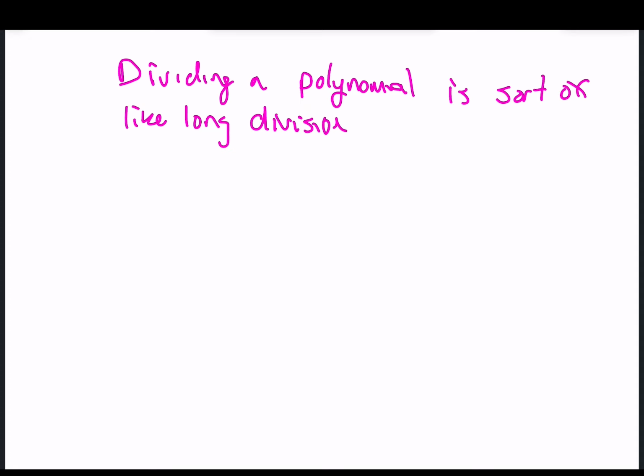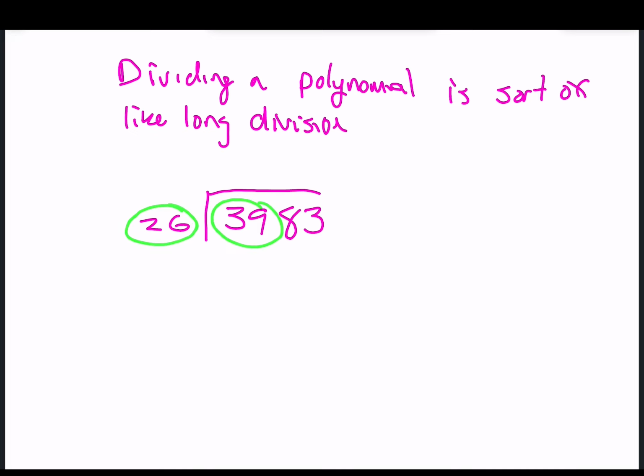So it may have been a while since you've done long division, but let's consider a number like 3,983, and we want to divide that by 26. What you do is you see how many times 26 will go into this number. We first start by looking at the first two digits. How many times will 26 go into 39? Well, 26 will go into 39 one time, and so we'll subtract off 26. 39 minus 26 gives us 13.